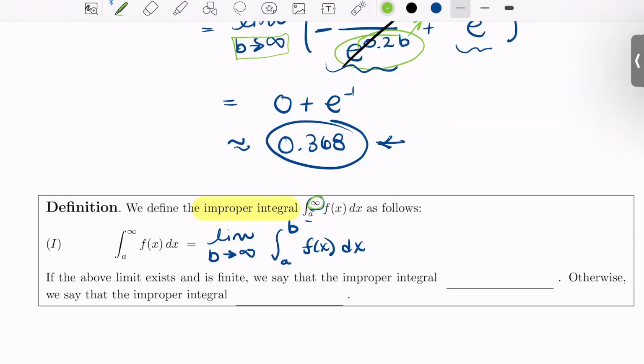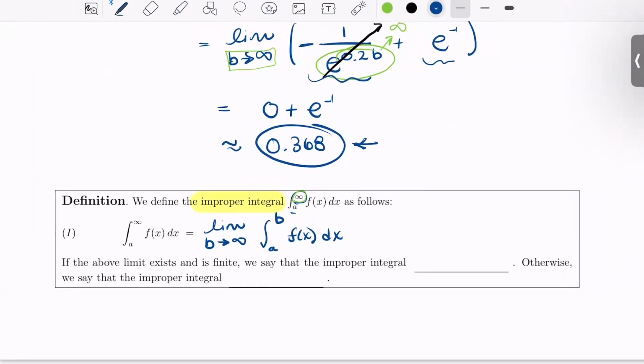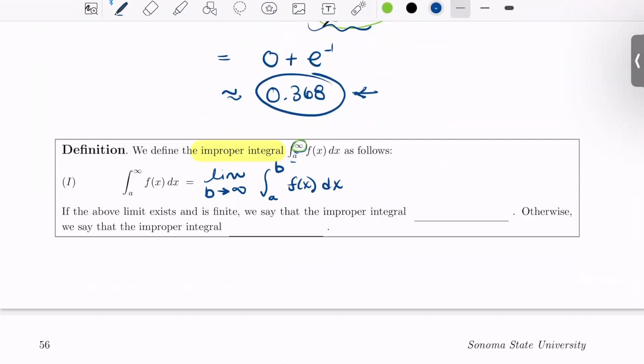Okay, so now there's two types of behavior that we see in such integrals. So if the above limit exists and is finite, like we saw in part B of example 1, we say that the improper integral converges to a number. Otherwise, we say that the improper integral diverges. So that would mean it goes to infinity.